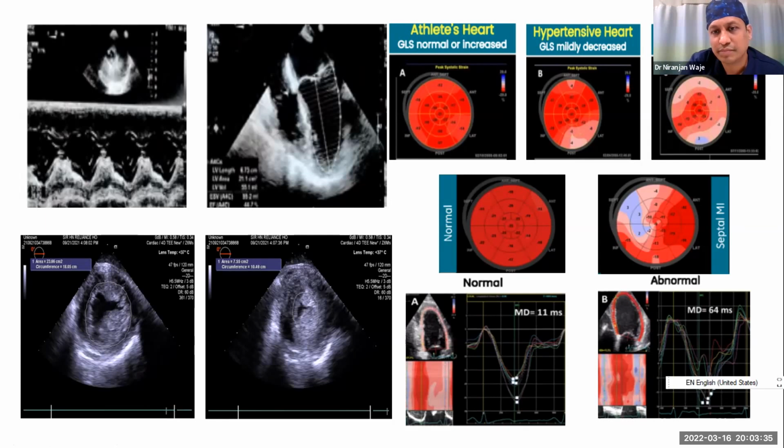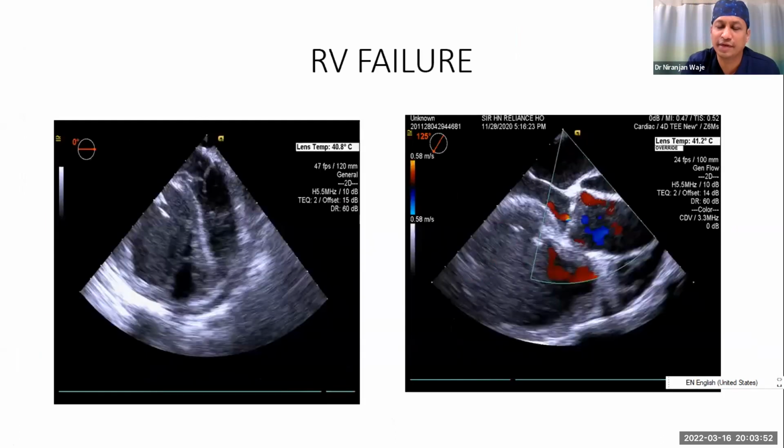By applying the formula, you get the fractional area change, which is a surrogate marker of the ejection fraction of the ventricle. The right-hand side, with the red dots, shows classical examples of global longitudinal strain. A value of 20 or less would not indicate normal LV function. Also, the pattern of the strain gives us enough hints to the type of pathology we are encountering.